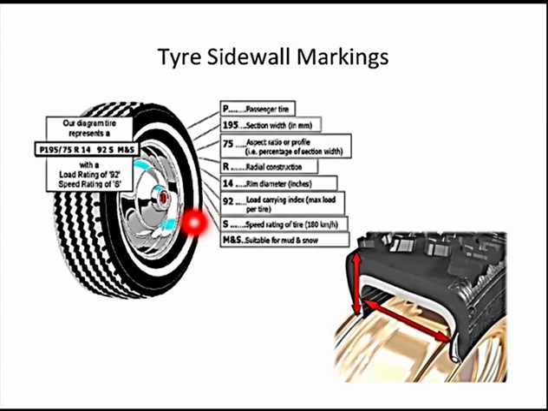And S represents the speed rating of the tire. S means 180 kilometer per hour. And M and S at the end represent that the tire is suitable for mud and snow. If the tire is used for mud or snow, then M and S is written here. This is the way the tire size and designation is represented.